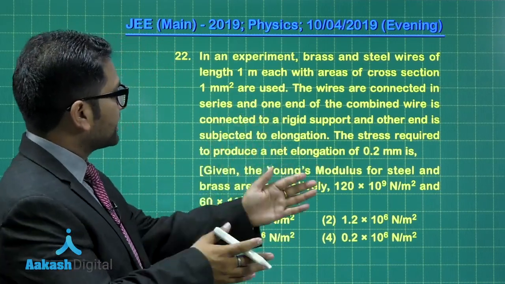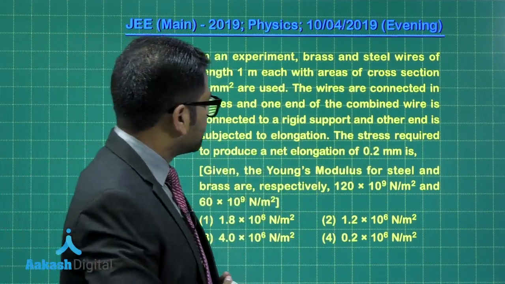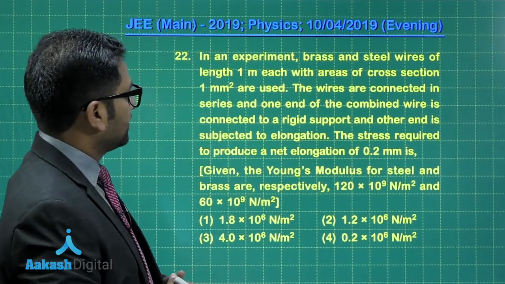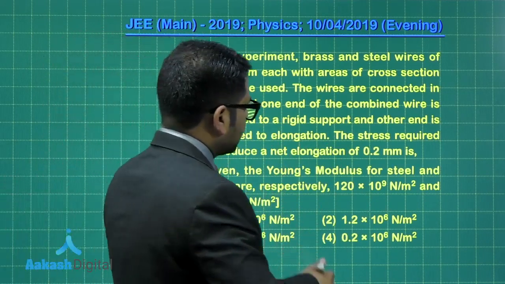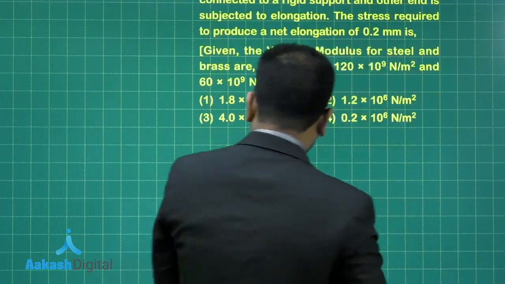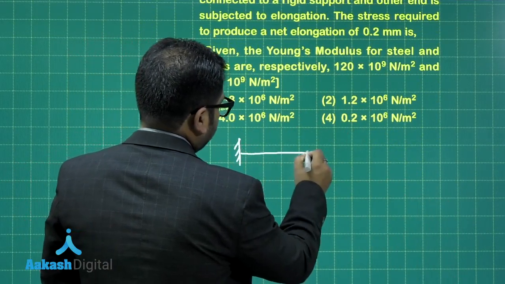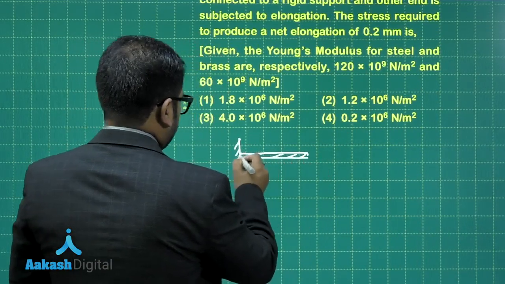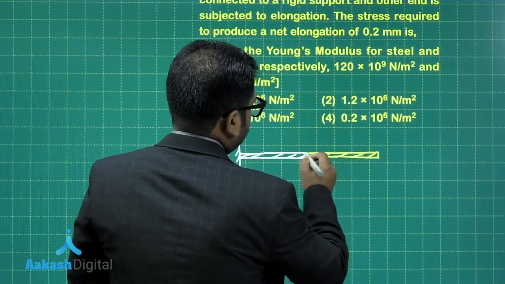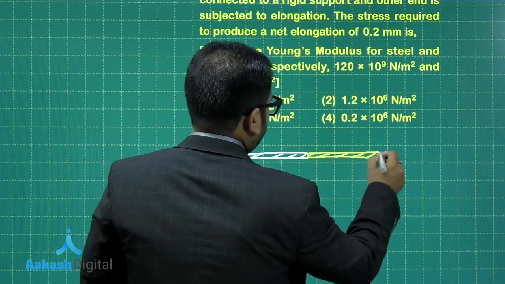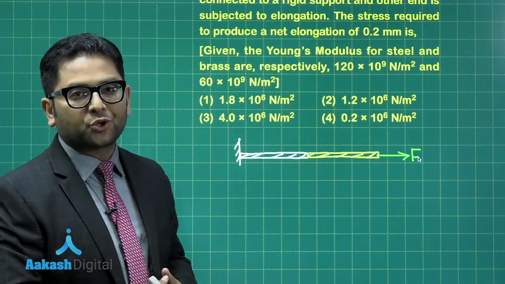Okay, a series of brass and steel, one end connected to a rigid support, maybe a ceiling, and the other subjected to elongation. We need to calculate the stress to produce the net elongation of 0.2 millimeter. For a quick, easy visualization, it's something like this is the first one, and the second one, let's say, is something like this. This arrangement is subjected to an external force, and we need to calculate the stress required to produce the net elongation of 0.2 millimeter.